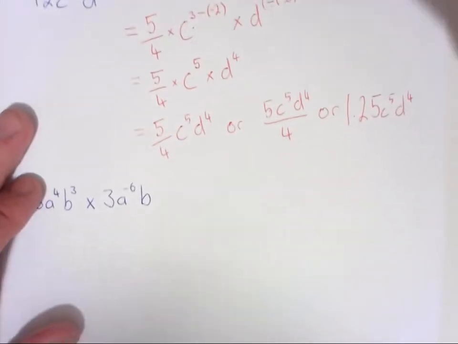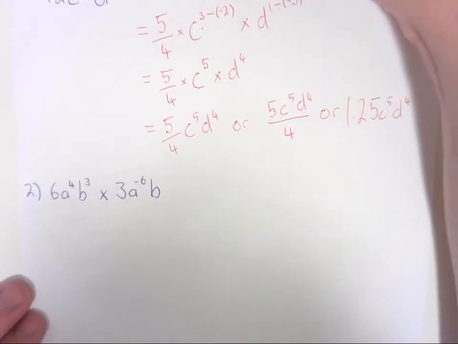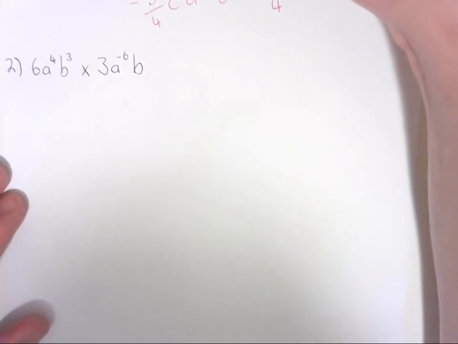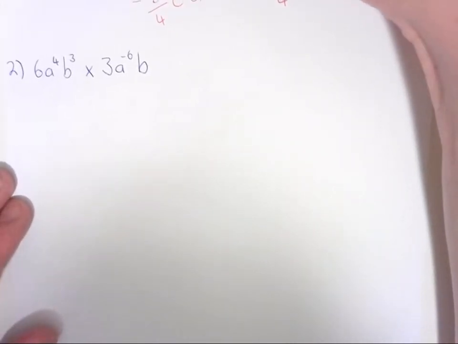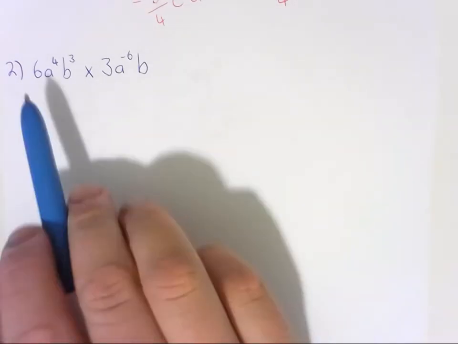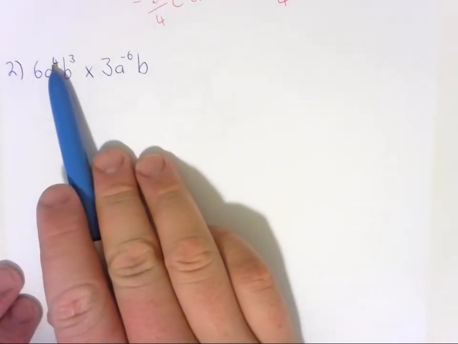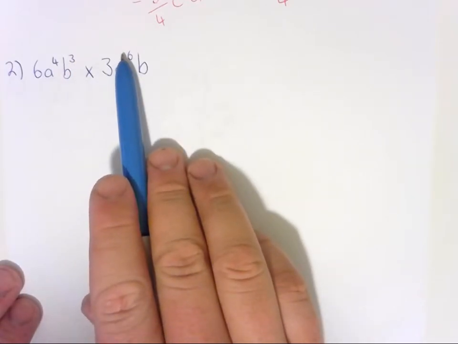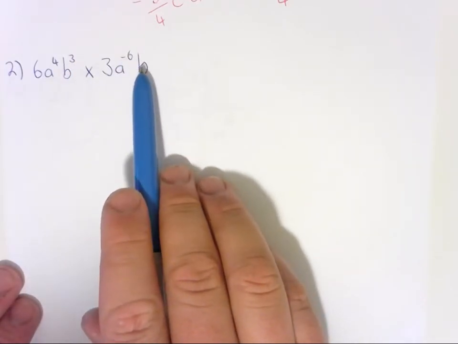The next one we're going to have a look at is a multiplying question. The first one we did was divided by. This one we're going to look at is multiplying. What I have here is 6a^4 b^3 times 3a^-6 b. This is a b, not a 6.